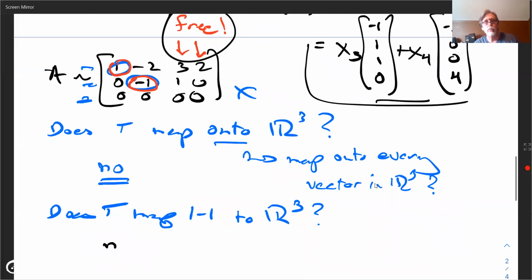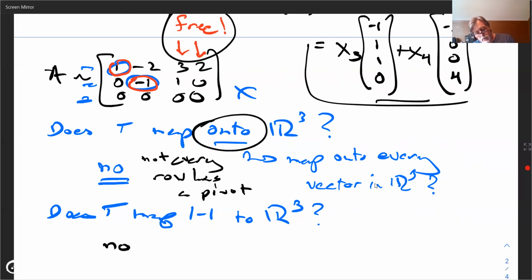So you could say, does it map one-to-one? No. And, ooh, I'm running out of battery. Sorry, and your patience too, I'm sure. But what this means is that if not every row has a pivot, that way you know it's not onto. And for one-to-one, a better way to say it is, not every column of A has a pivot.